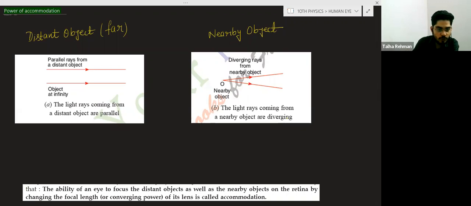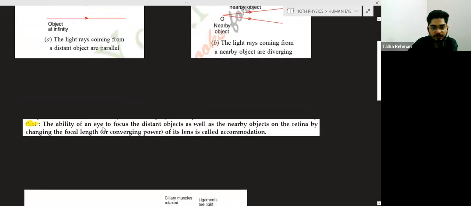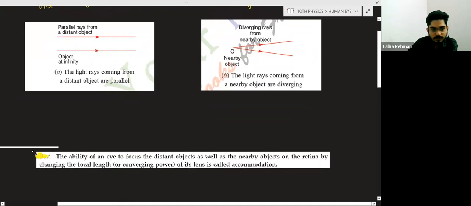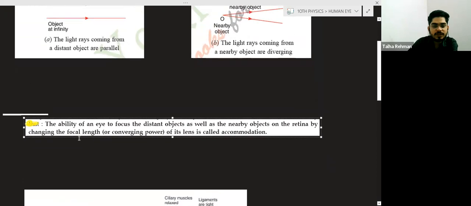Now what is the power of accommodation? Power of accommodation means the ability of an eye to focus the distant object, we know what a distant object is, objects which are far from us, as well as the nearby object on the retina by changing the focal length, or the converging power of its lens. This is called accommodation, or you can say power of accommodation.